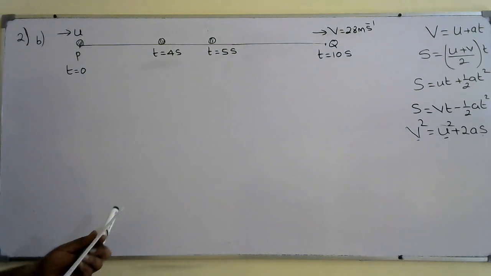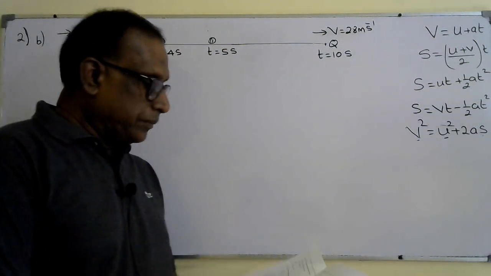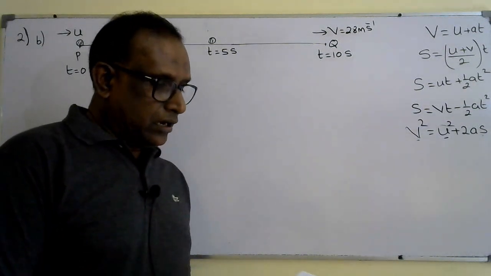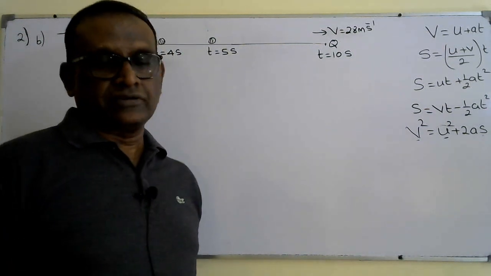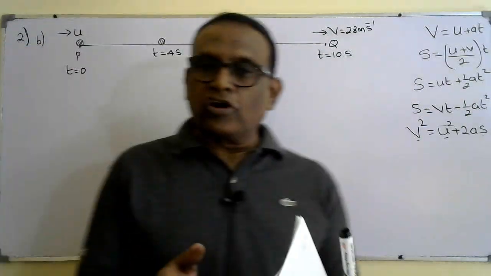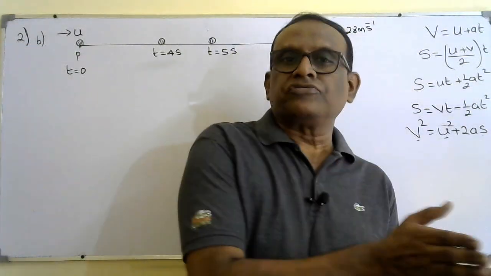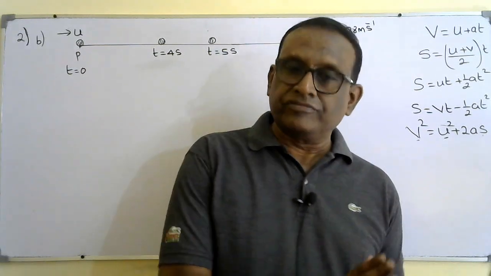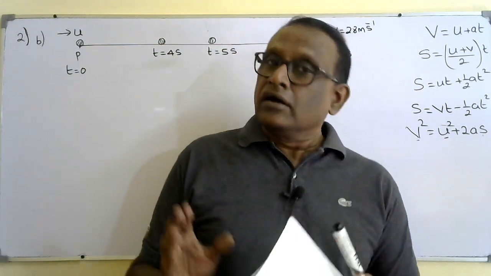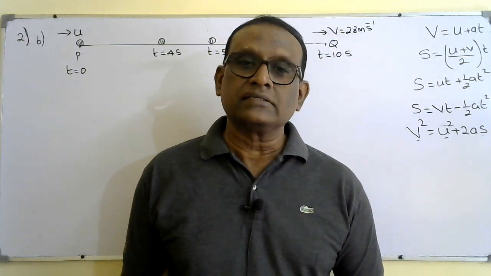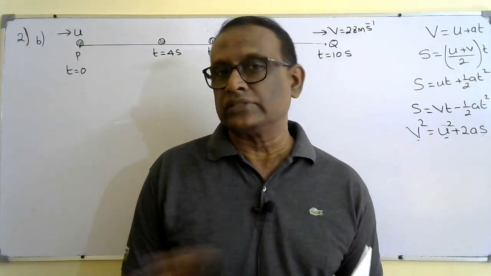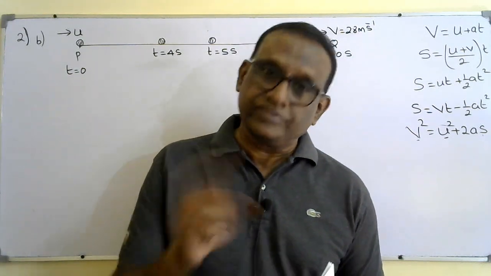Okay, so question number 2, B part. Find the distance traveled by the motorbike during the 5th second. During the 5th second means from the time 4 seconds to 5 seconds. Sometimes you might misunderstand it as the distance traveled during 5 seconds. No, that is easy to find. This is during the 5th second.